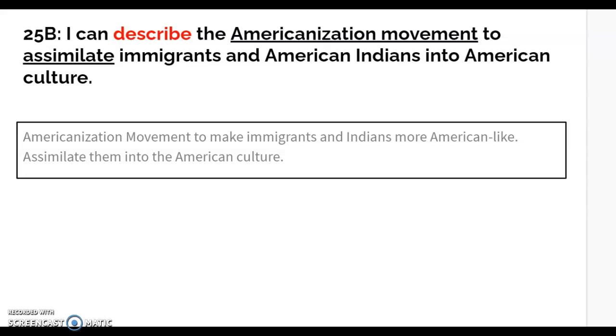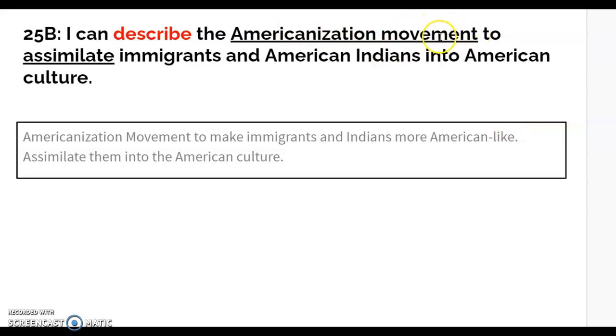Okay, Standard 25B states, I can describe the Americanization movement to assimilate immigrants and American Indians into American culture. With this standard, you basically need to understand what the Americanization movement is and what assimilation means. So basically, the Americanization movement is to make immigrants and Indians more American-like.